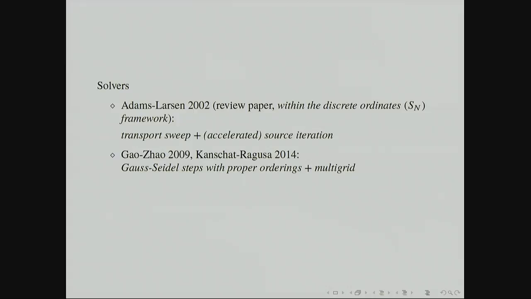The second group are some solver works for DG methods. This involves multigrid methods with Gauss-Seidel steps with proper orderings. I see Hongkai is there in the second row. Okay, this is about upwind DG methods. The methods are proposed for the original equation, and if you do an asymptotic type of analysis, you can understand their AP property. They work fairly well.